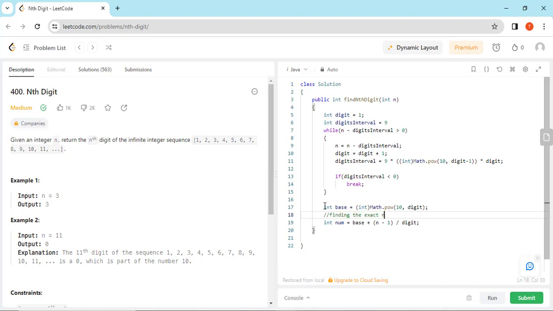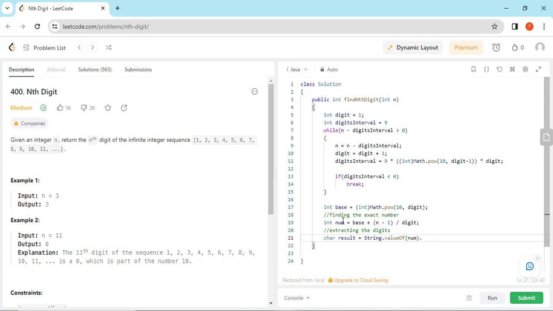Finding the exact number. Now what I'm going to do? Extracting the digit. So how can I extract the digit? For that, I am going to convert the given number into a string, and the string will give me the character value. So I'm going to take a data type of character, result equal to string dot valueOf. Whatever value I am passing as an argument will be converted into a string.